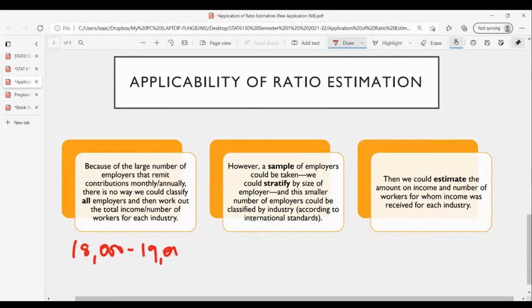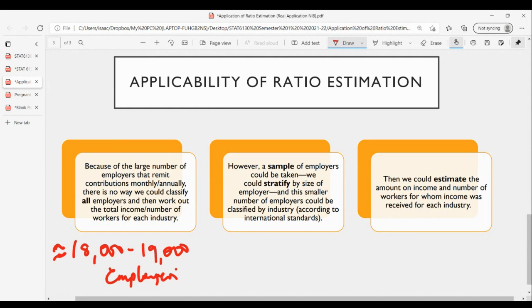And in any given year, it's over 20,000 when you look at the unique number of employers, right? Because of course, from month to month, you would have the same employers, more or less, the majority of them remitting contributions. So it's a large number of employers. There's no way we could look at all of those employers and classify them by industries and break it down to look at what is happening at the industrial level. It's just too much work, right?